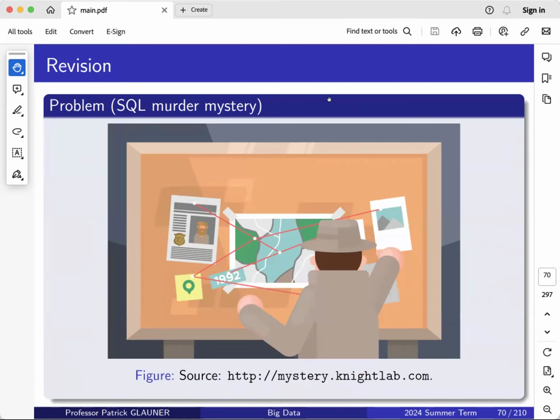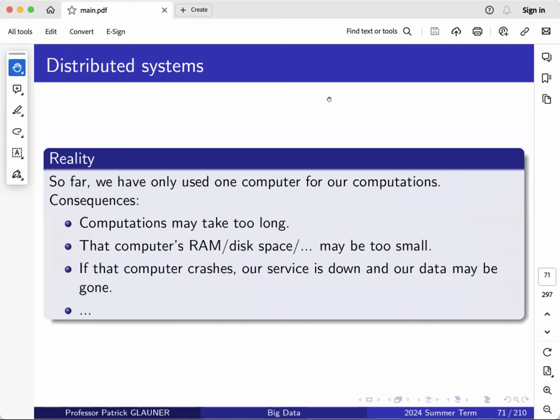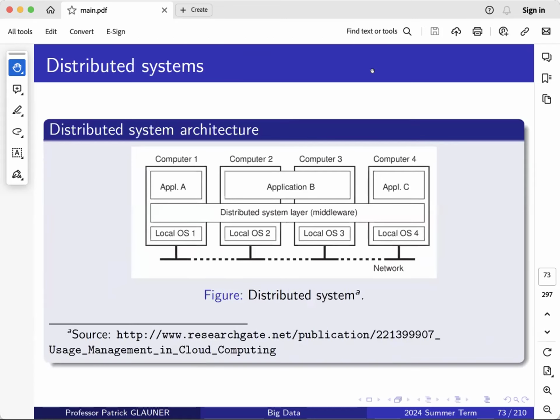Don't know if you had some time to look at it, but if you had, probably it was a lot of fun. We also looked at your reality that you're typically dealing with. You're running some machine learning experiment on your local computer, but in reality, you need much more space, you need much more computing power, much more RAM, and you also want to, if you build a service, you want it to run reliably so that it's not just gone if your local computer crashes.